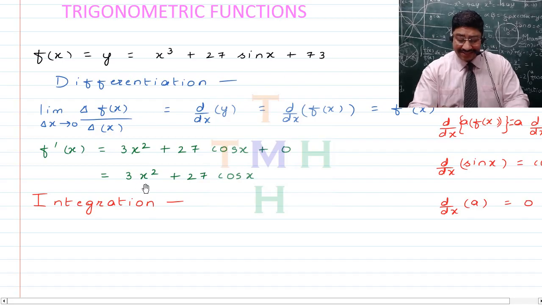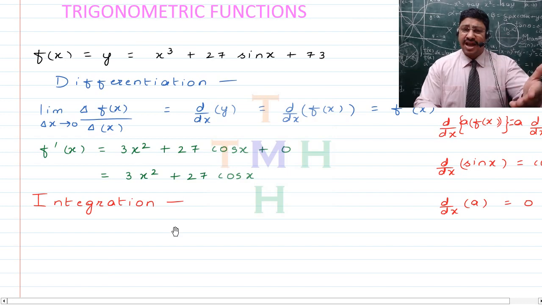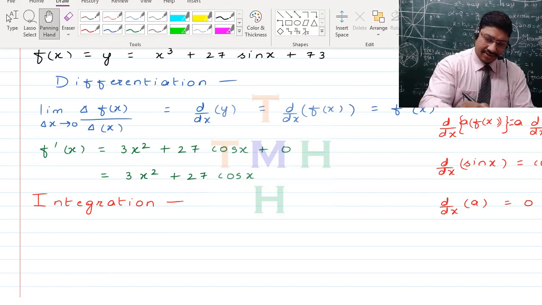Now this is the derivative. This is not the same as the original function f of x. This is separate, and this is f dash x. So if we integrate, we will be able to get the original function f of x back. So this actually is integration. Let's now look it up.